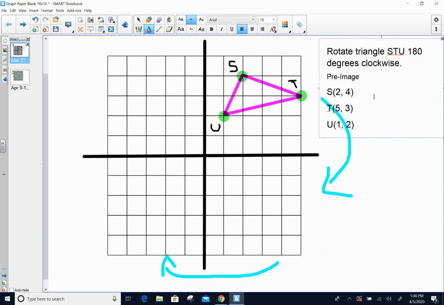Now, when I rotate this, and rotate, that's what these arrows mean, is that I'm rotating this point. I'm transforming it. I'm rotating it. That's going to get me S prime. After we rotate something, that becomes our image. And that little tick mark means it's going to be the image. It's after the rotation.